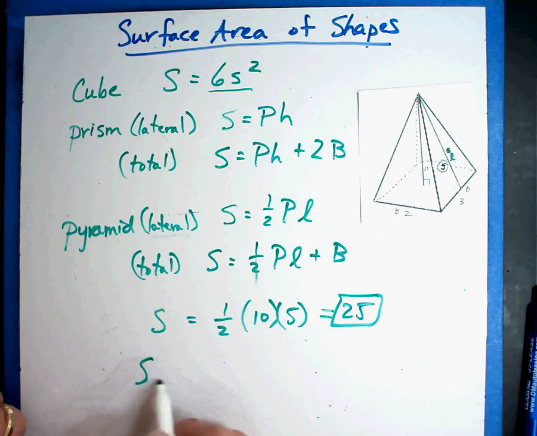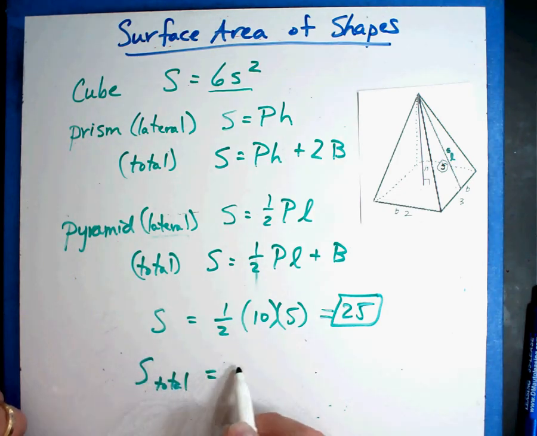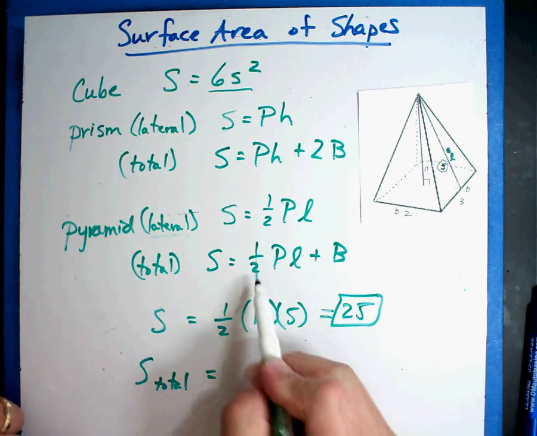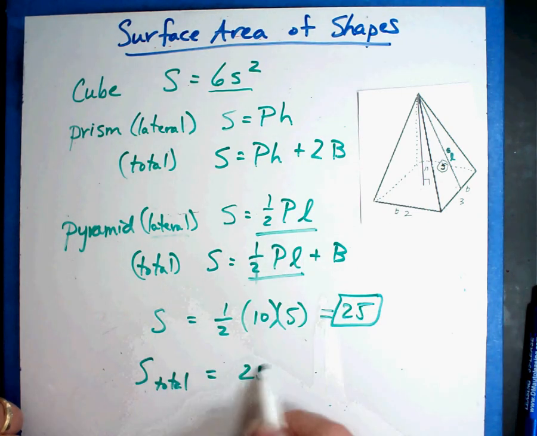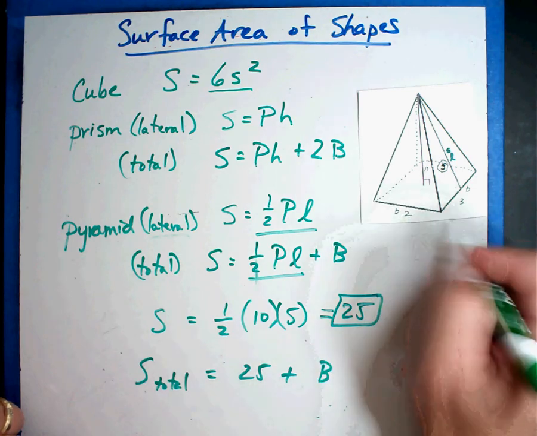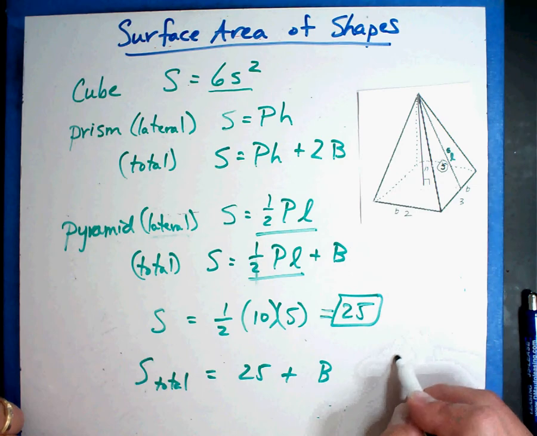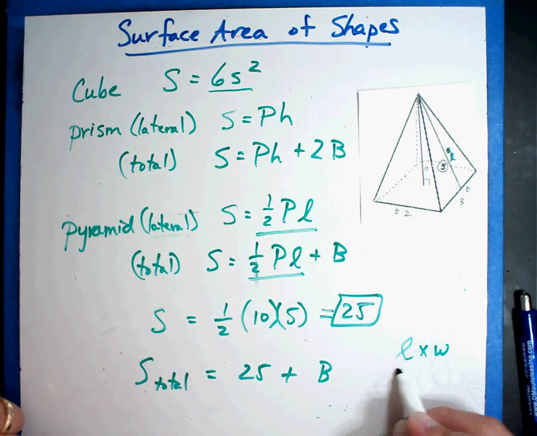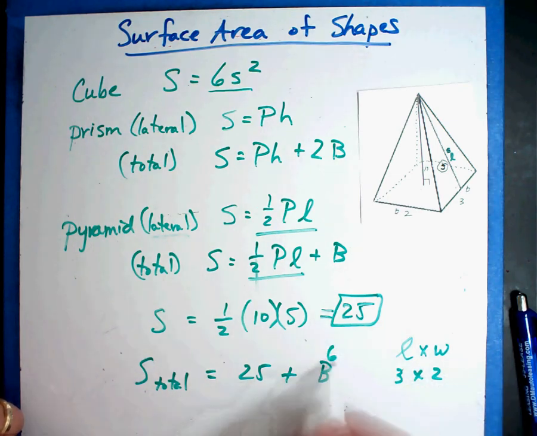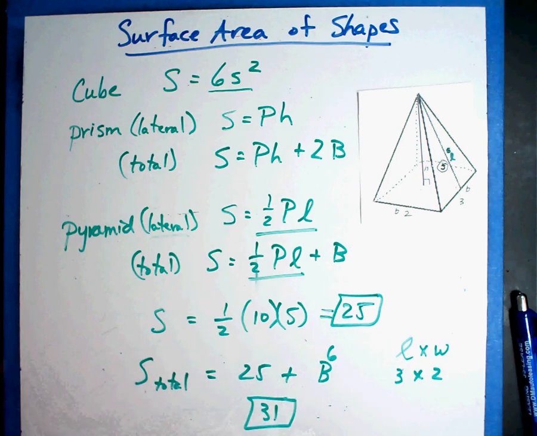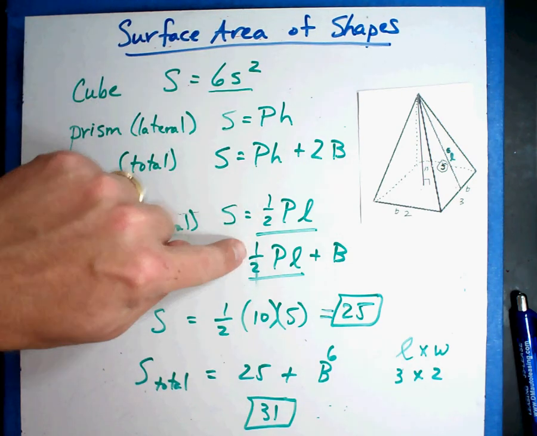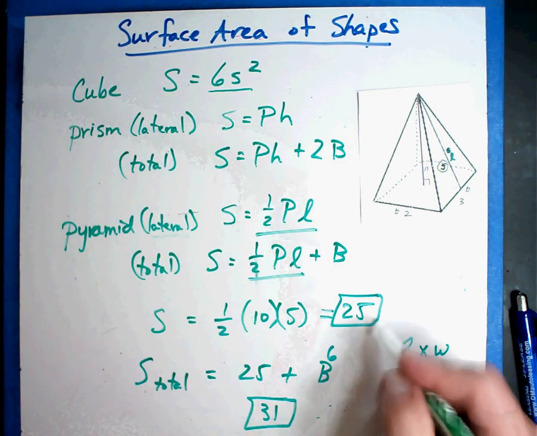If they ask for the total, then I'm going to use the same formula, 1/2 P times L, just to save me some space. Notice this and this matches, so this is 25, plus the area of the base. Now the base here is actually a rectangle, and a rectangle is length times width, so 3 times 2 is 6. So 25 plus 6 is 31. Now you'll notice in both of these formulas, lateral is built into the total. All you're doing is adding in the bases. That's why the numbers go up a little bit.